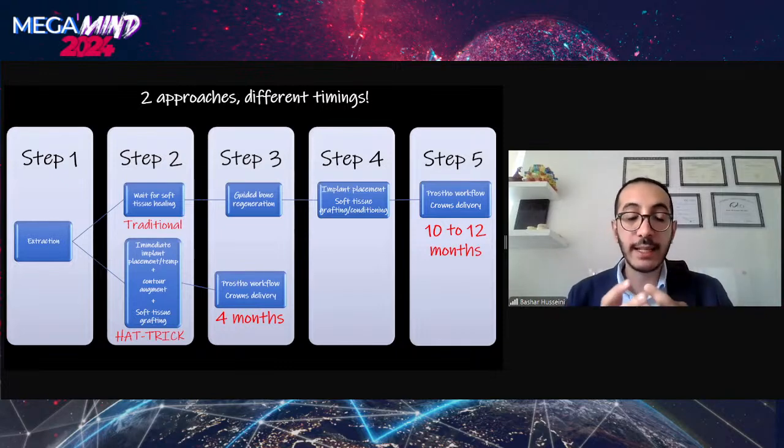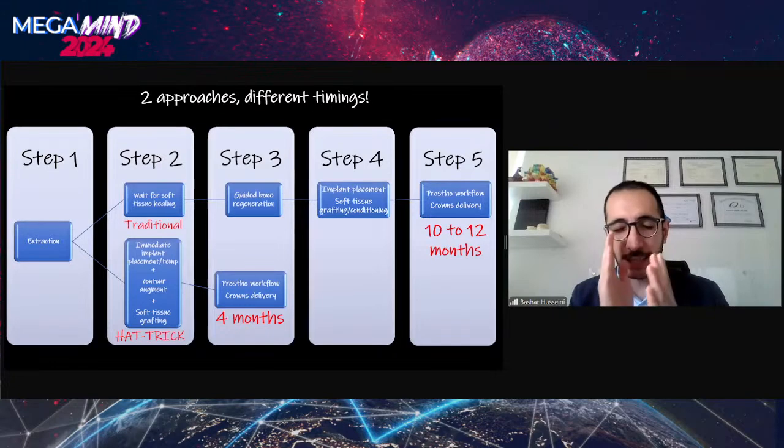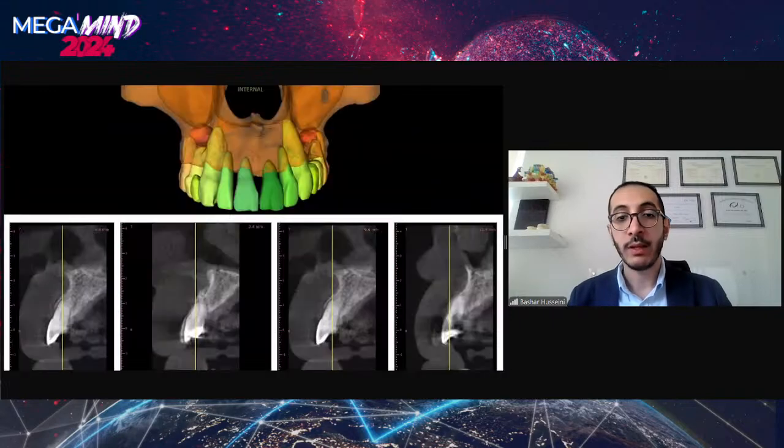Or the technique that I developed, and I repeat, this technique doesn't work every time. It's really strict for patient selection. It's immediate implantation and temporization, contour augmentation, not a GBR, and soft tissue grafting, all in one. And at 4 months, we can go with a prosthodontic workflow and crown delivery.